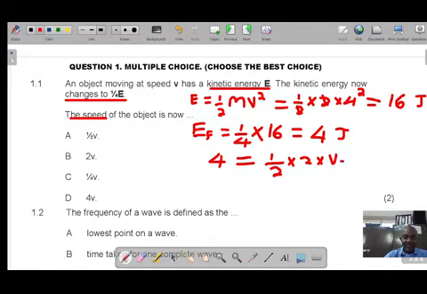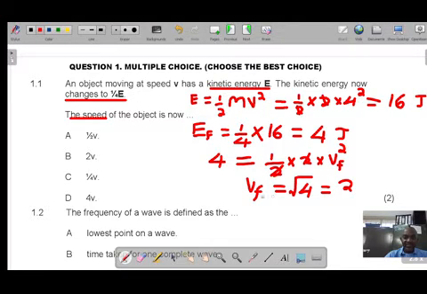Times v final what? V final squared. Okay, so now if we simplify this one here, I see that this 2 is going to cancel with this 2 here. Then I'm left with 4 equals vf squared. So to find my v final, I'm going to find what? The square root next. So my v final is going to be the square root of this 4. And you know what the square root of 4 is? It is 2.